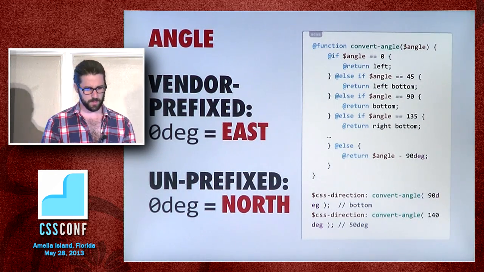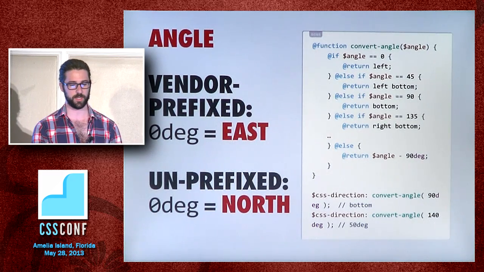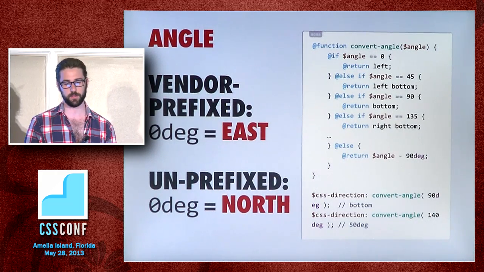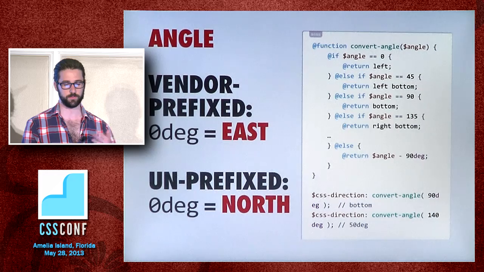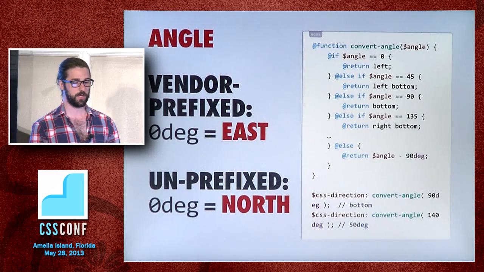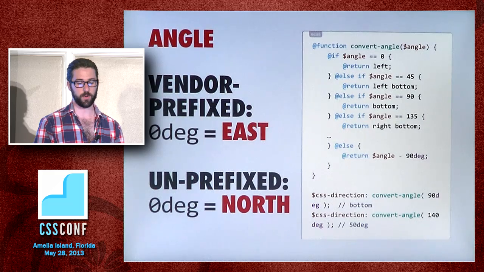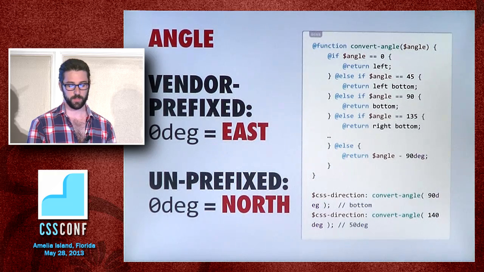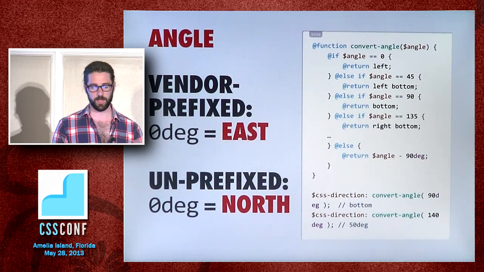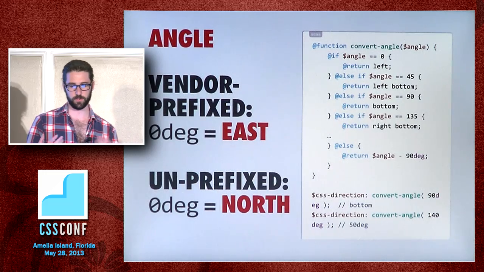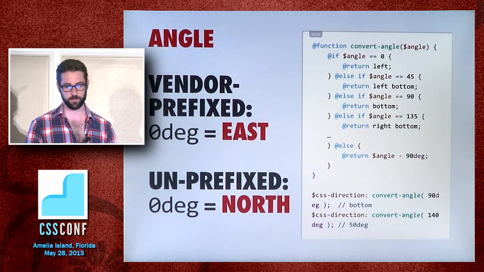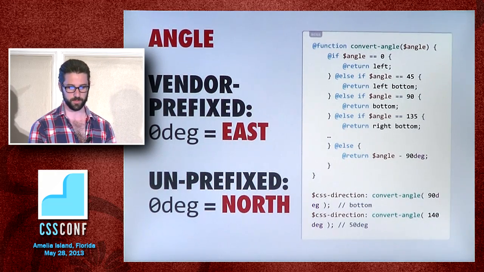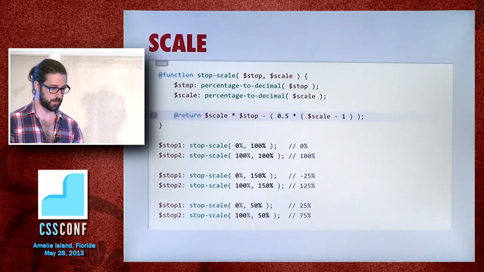And so how I've gotten around this is I created a function that converts the angle to a keyword when possible. If the angle is a cardinal or ordinal direction, like 0, 45, 90 degrees, it'll convert it to a keyword. Otherwise, it assumes that you want the unprefixed version of the angle, and so it subtracts 90 degrees from it. Most of the time, whenever I've worked with a designer, they're working from top or left or bottom, so this has never been a problem in real life. But there are some limitations to what this conversion can do. Let's move on to scale.